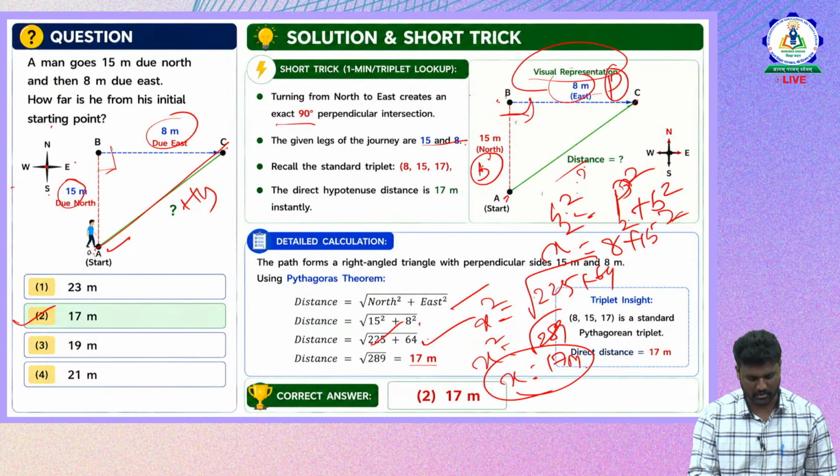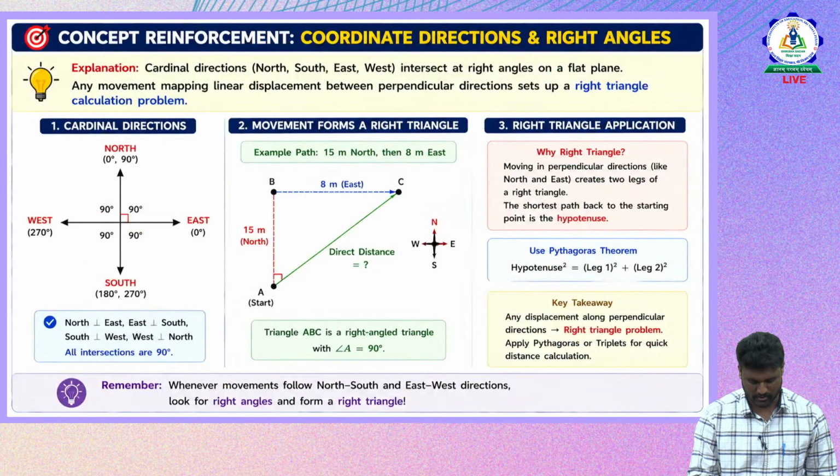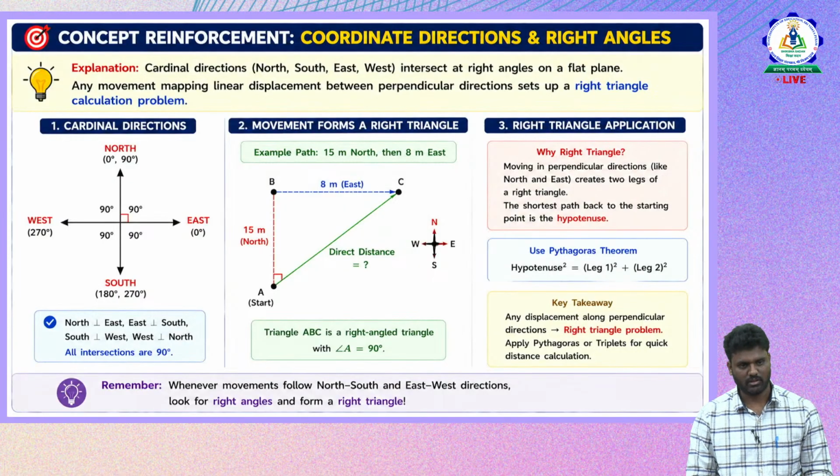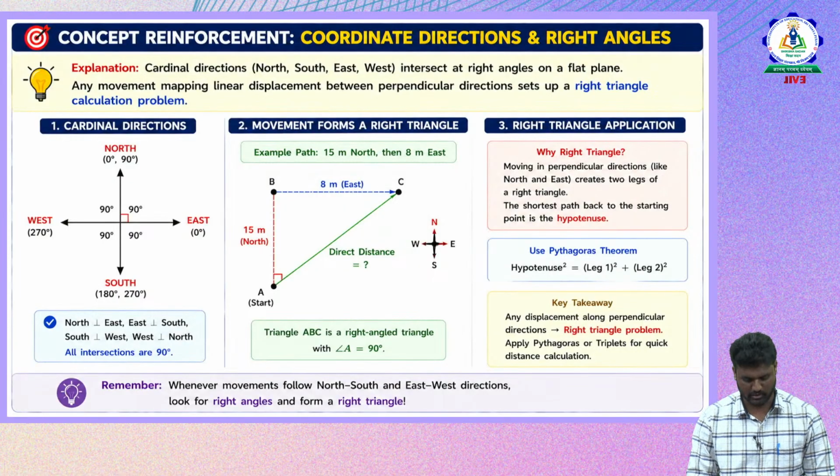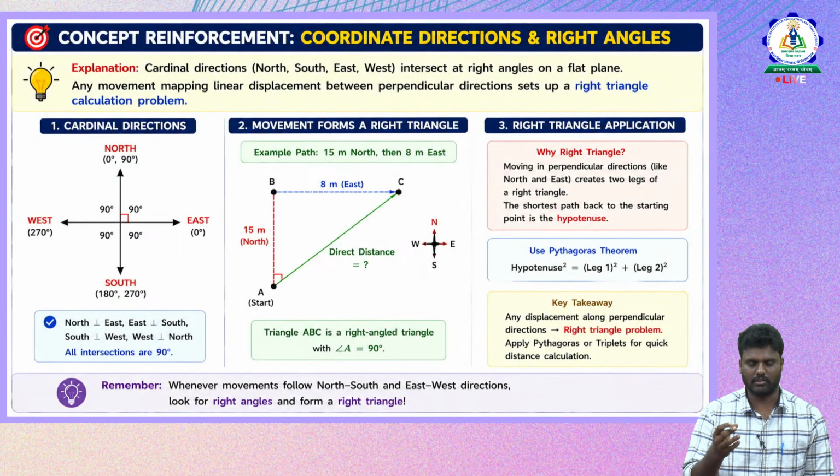You can apply this, but if you remember the Pythagoras triplet, by seeing the numbers itself you can identify the answer within a fraction of seconds. Now remember the cardinal directions. Whenever a question is asked about directions, where north, south, east, west intersect at a right angle on a flat plane, any movement mapping linear displacement between perpendicular directions sets up a right angle triangle.